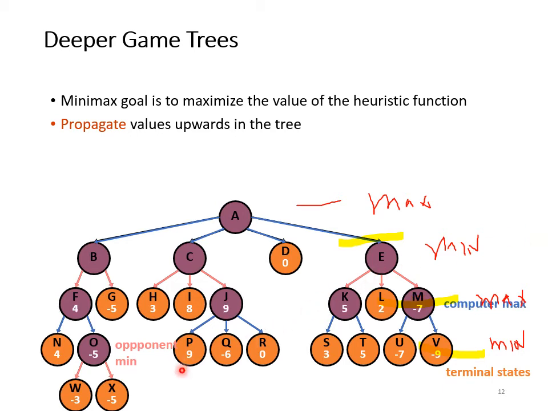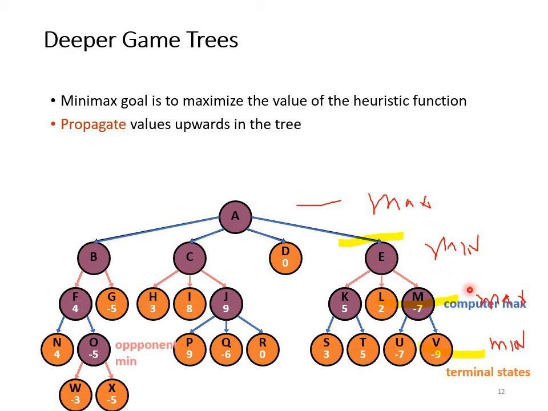And minimum value of 9, -6 and 0 will be 9. And minimum value of 3, 5 will be 5. Sorry, maximum value. And maximum value of -7 and -9 is -7, because it is the turn of the computer and it will take the maximum value. And when it is the turn of the opponent, then it will take the minimum value.